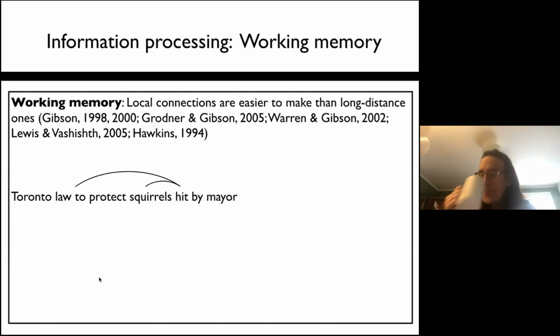And so I have this funny example here. Well, I think it's funny. I'm from Toronto. This is actually a newspaper headline from a Toronto newspaper from the 70s when I grew up in Toronto. And it says, "Toronto law to protect squirrels hit by mayor." And the idea here is that the newspaper headline's trying to say that the law was attacked, was criticized by the mayor. But when you read that headline, it's kind of hard not to notice that maybe the squirrels were hit by the mayor, and the law is trying to protect those poor squirrels that were hit by this mayor, which is weird. And so it's a funny headline.